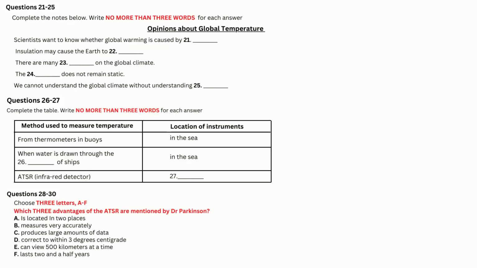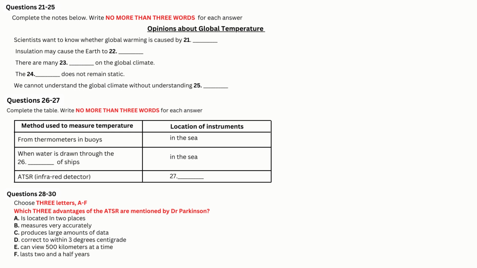Now turn to section 3. Section 3. You will hear an interview about global warming. As you listen, answer questions 21 to 30. First, you will have some time to look at questions 21 to 30. Now listen carefully and answer questions 21 to 25.